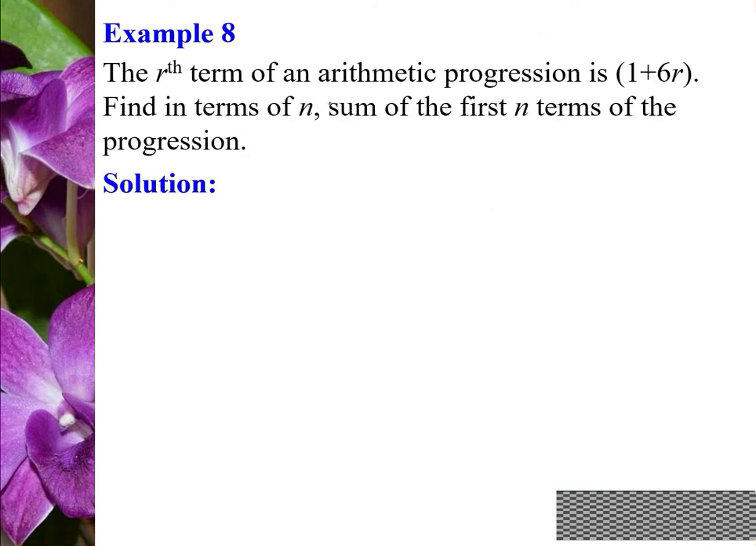Example 8. The question mentioned that this is an arithmetic progression. Do take note. The rth term of this arithmetic progression is 1 plus 6r. So this means rth term. Term means t. It's talking about tr is equal to 1 plus 6r. That's the first information that we can get from this question. Find in terms of n, sum of the first n terms of the progression. So the question wants you to find the sum of the first n terms. Sum is just this big S of the first n terms, means we want to find Sn.